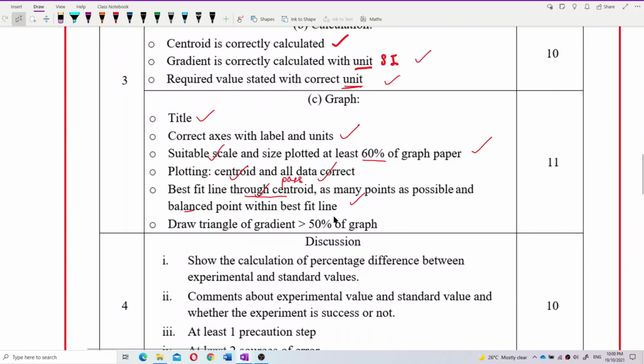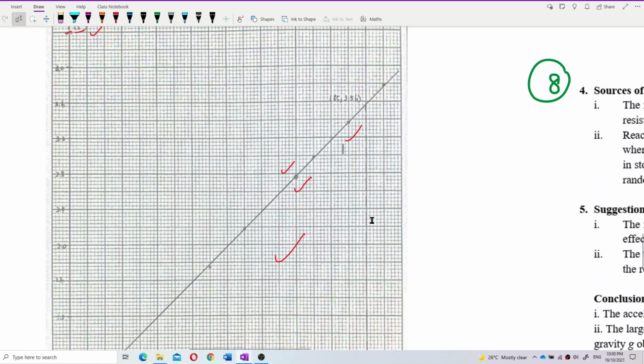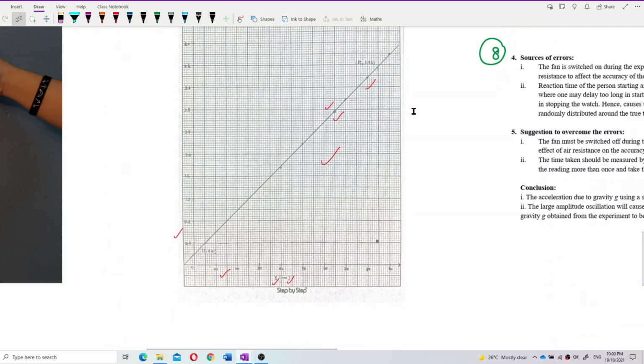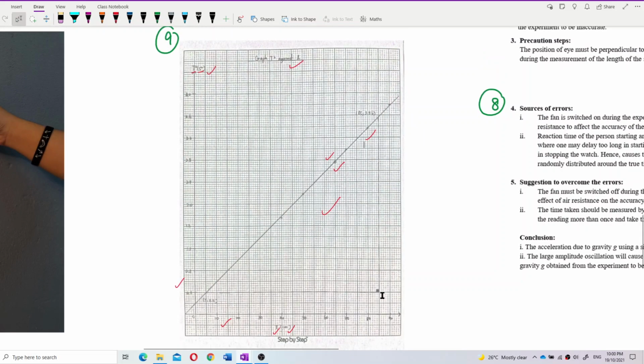Good. Now, the triangle of the gradient. The triangle of the gradient must be more than 50% of the graph. So let's look at the triangle. Where's the triangle of the gradient? You see the triangle is very big. You see that? It is definitely more than 50%.